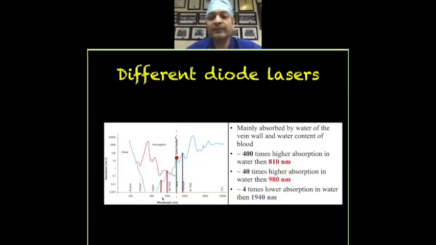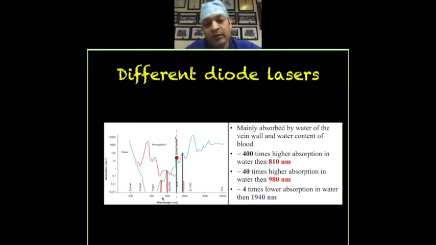If you look into this, that is 400 times higher absorption in water than 810 nanometer. So that's a very important aspect of the 1940 laser, and it is 40 times higher absorption with water than 980 nanometer. So we are going to discuss this heat absorption and all, why that is important.